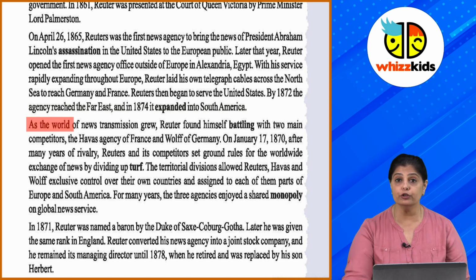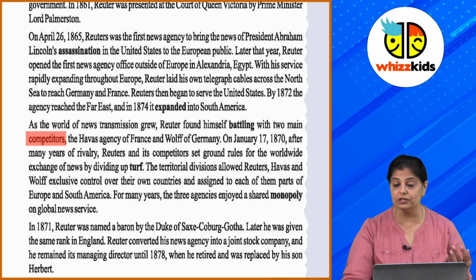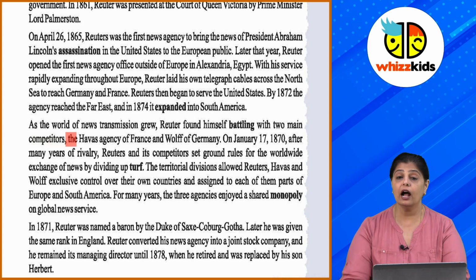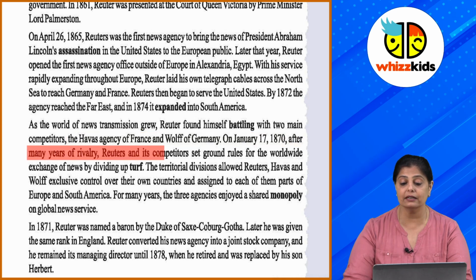Okay, as the world of news transmission grew, Reuters found himself battling with two main competitors. अब उनको जैसे जैसे उनका नेटवर्क बढ़ने लगा, okay, transmission बढ़ने लगे, he got some more competitions. जैसे जैसे हम तरक्की करते हैं, हमारे competitors आ ही जाते हैं. So the Havas agency of France and Wolf of Germany. On January 17, 1870, after many years of rivalry, Reuters and its competitors set ground rules for the worldwide exchange of news by dividing up turf.